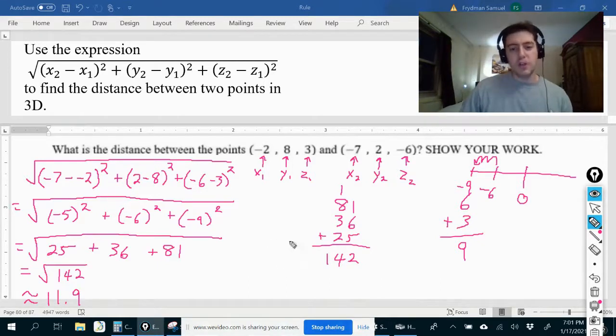So if we were to actually draw these on a 3-dimensional grid, and if we actually made that grid and we had a ruler and we actually took a ruler and measured it, it would be about 11.9 units from one point to the other.